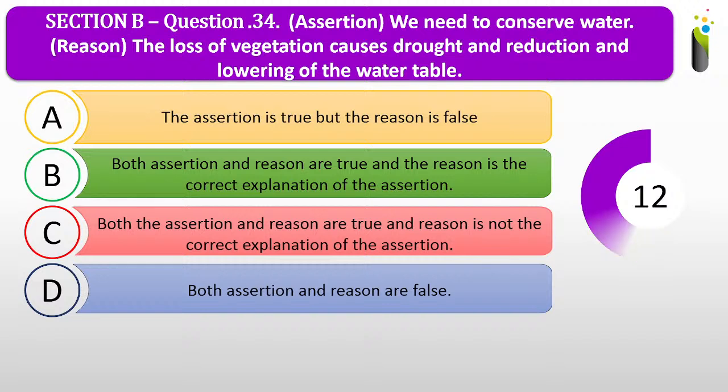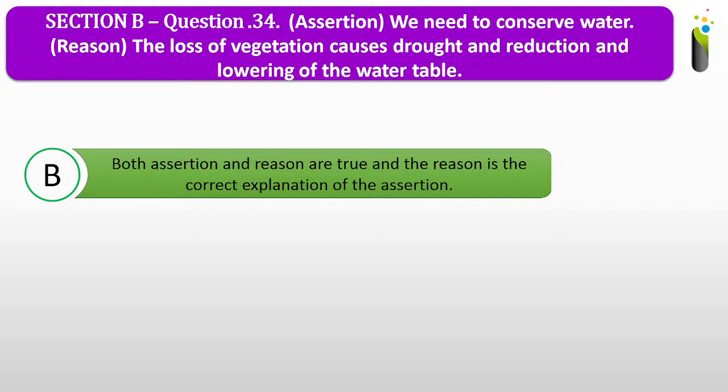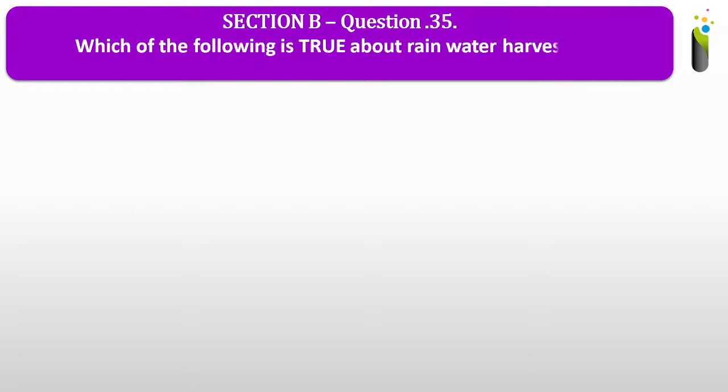So come on, answer me for question number 34. The answer for this question is B. Both assertion and reason are true, and the reason is the correct explanation of the assertion. Okay, we go ahead with section B, question number 35. Which of the following is true about rainwater harvesting?